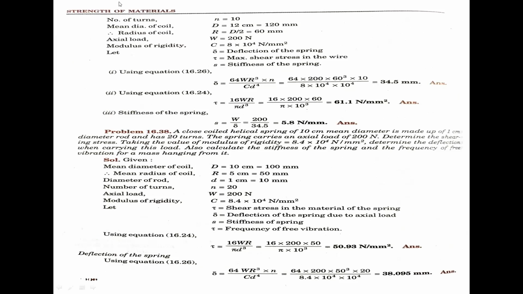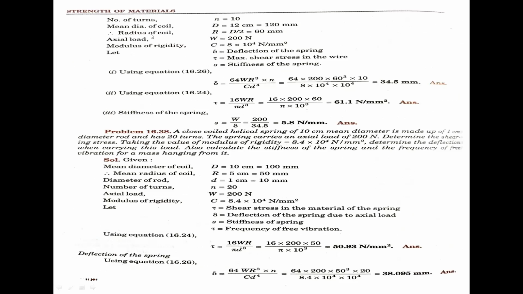Modulus of rigidity C is also given: 18 into 10 to the power of 4 Newton per mm square. Now write the diameter of wire, small d equal to 10 mm. Number of turns given in the problem is 10 complete turns, small n equal to 10. Mean diameter of coil, capital D, 12 centimeters converts to 120 mm. Radius of coil R equal to D by 2, 120 by 2, 60 mm. Axial load is also given, W equal to 200 newtons.